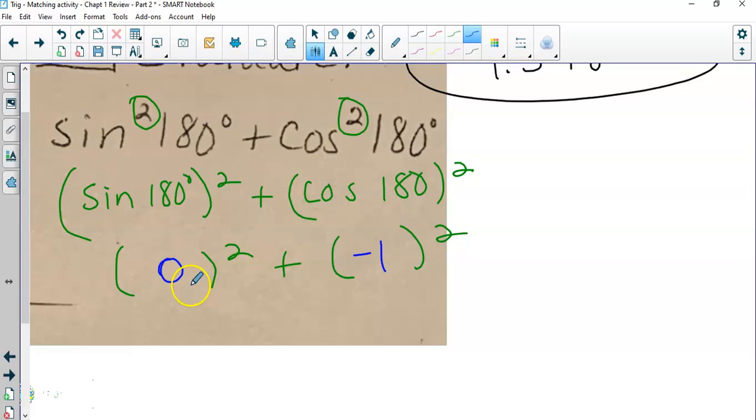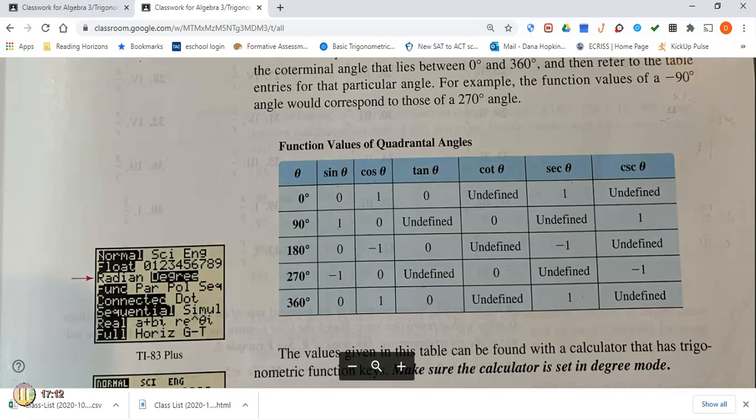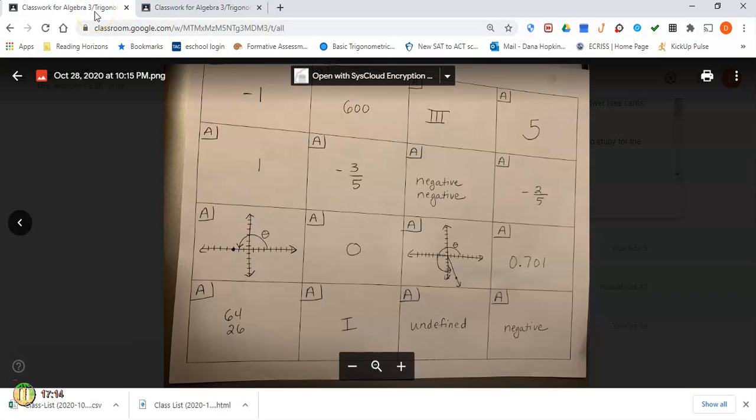Go ahead and solve it. 0 squared is 0. Negative 1 times negative 1 is 1. So 0 plus 1 is 1. I'm going to look that up on my chart. I should find a positive 1 on my answer sheet. And here it is.